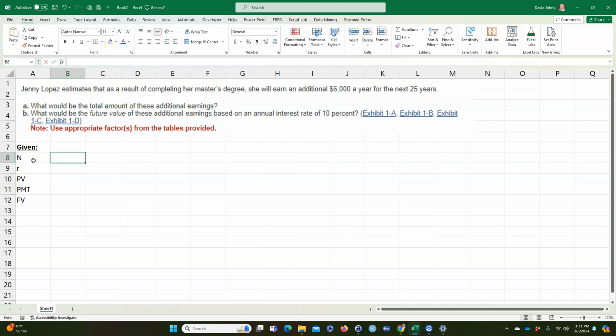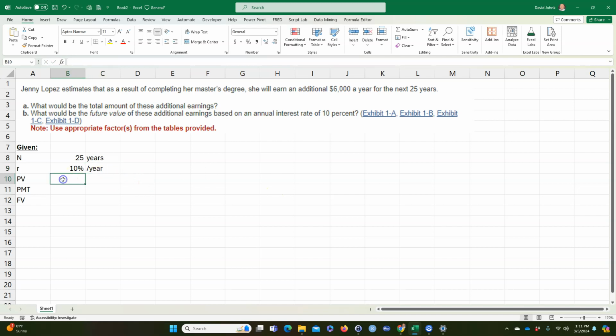In this case, N is 25 years, right? That's what it says in the problem. I'm going to type 25, and I'm going to type years behind it just to remind me. And then for part B, we can see that I'm earning 10%, so I'm going to type 10. I'm going to type the percent sign because then Excel knows it's 0.1, right? And if you're doing any math on it, I'm going to type an apostrophe, because if I just type a division sign, it's going to think it's math. So I have to use an apostrophe, then per year.